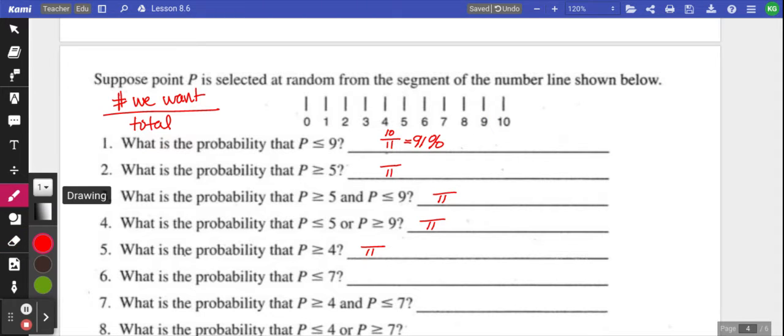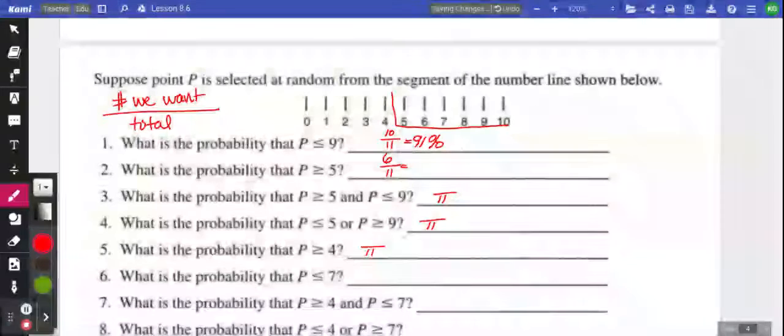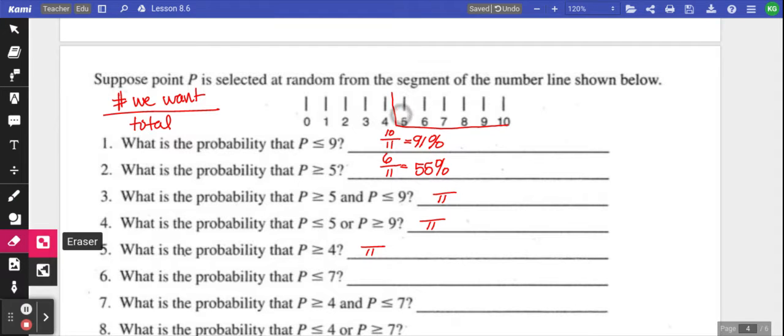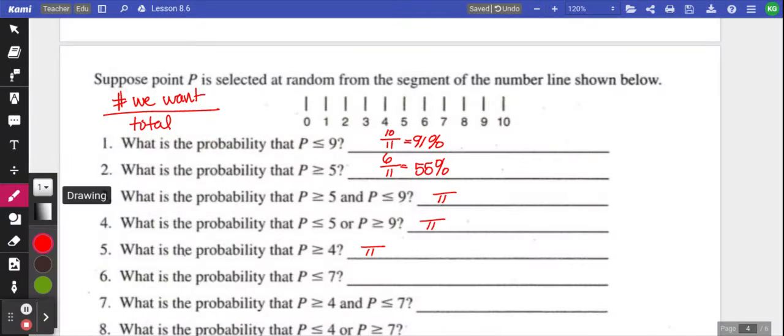Number 2, what is the probability that you are greater than or equal to 5? So that is all of these numbers, and there are 6 of them. 6 out of 11, 55%. The next one is the numbers that are greater than 5, but less than or equal to 9. So it's these numbers in the box, which there are 5 of, which gives me 45%.